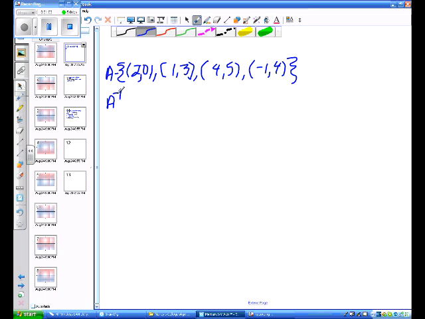Well, the inverse of this function, which we designate with a superscript of -1, this doesn't mean that we're wanting the reciprocal, we're wanting the inverse because it's written in function form, would be the set (0, 2), (3, 1), (5, 4), and (4, -1).